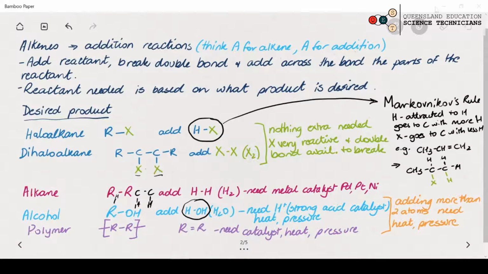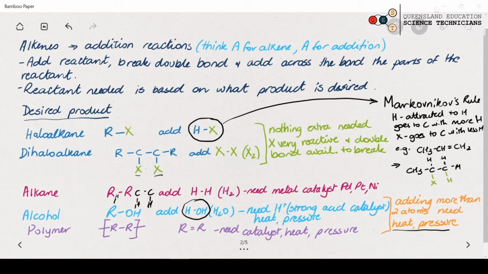And you notice here, as soon as I start getting above just the two atoms, our diatomics, so our two atom thing, so a hydrohalide, a halide that's in its elemental form, or hydrogen, as soon as I get beyond 2, I need to have heat and pressure as well, because that also provides the energy required in terms of the activation process.